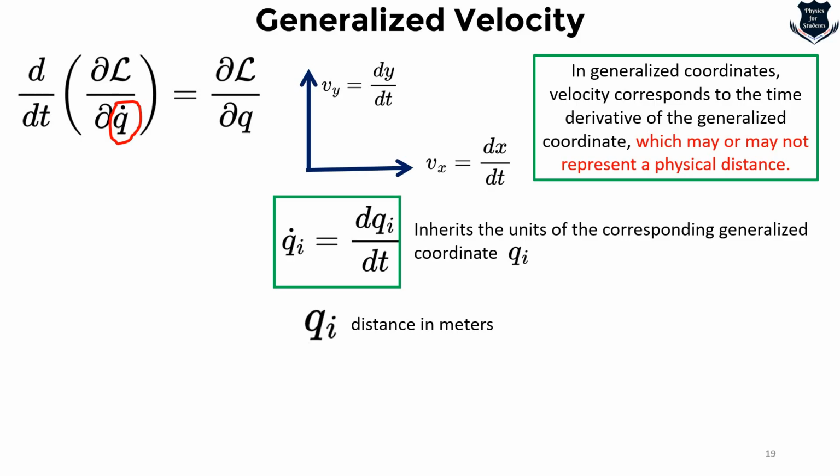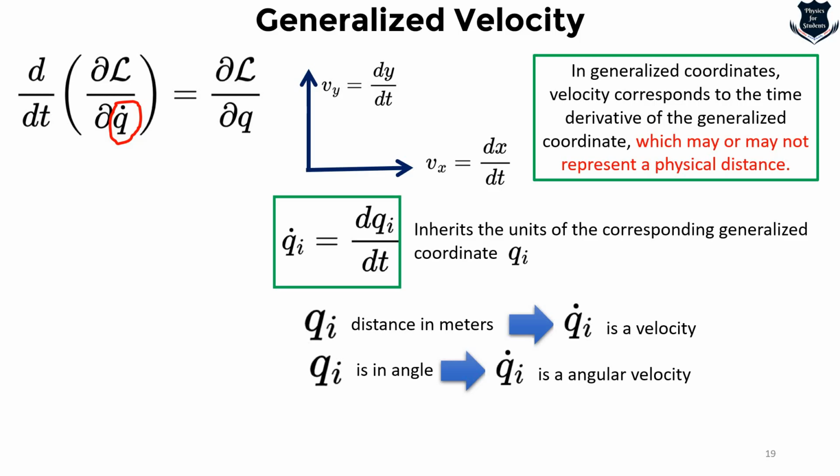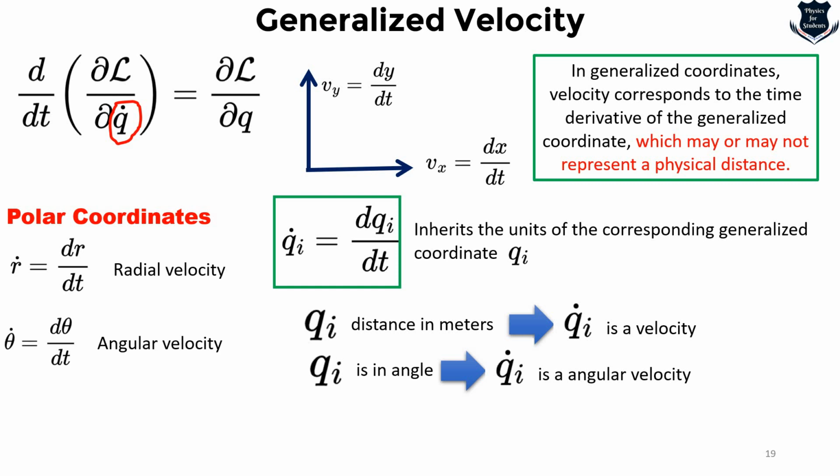So if qi is a distance, for example in meters, then qi dot is a velocity, for example meters per second. And if qi is an angle, for example in radians, then qi dot is an angular velocity, that is radians per second. So you get a hand-in-hand matching with that. Now if I come to polar coordinates, it would be simple: r dot would be equal to dr by dt, which is a radial velocity. You can say the rate of change of radial distance, and theta dot would be angular velocity, that is the rate of change of the angle, which is not a linear distance. So this is basically the concept of what we call generalized velocity.